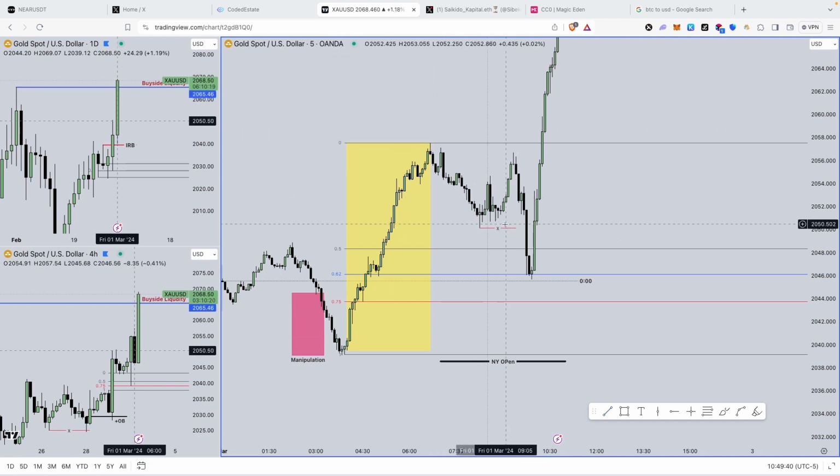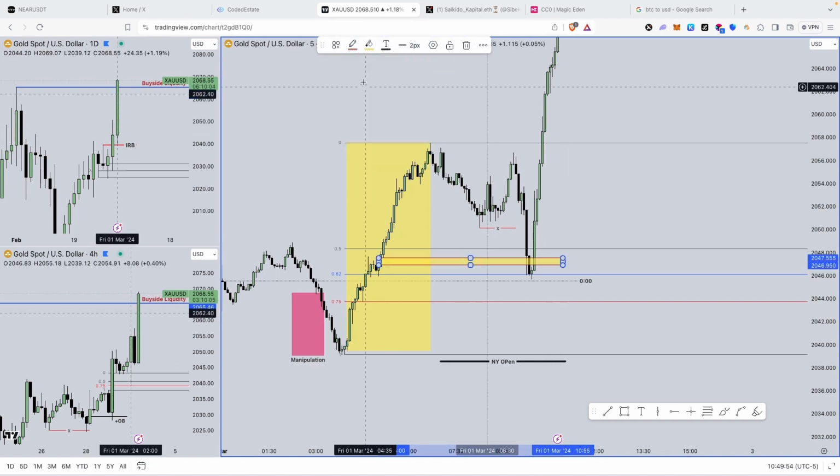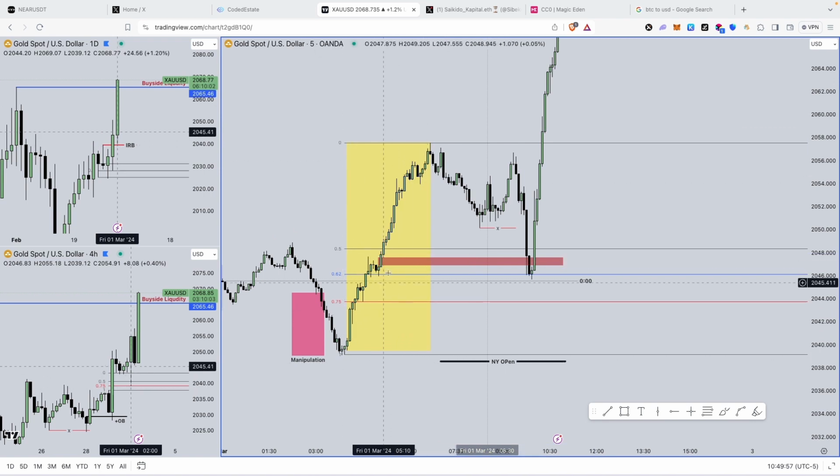So that's the first sell side liquidity I want to see this take. And then I just highlight my equilibrium and anything below equilibrium. So I had this fair value gap here, but more importantly, I have OTE levels, right? So the OTE levels, right?